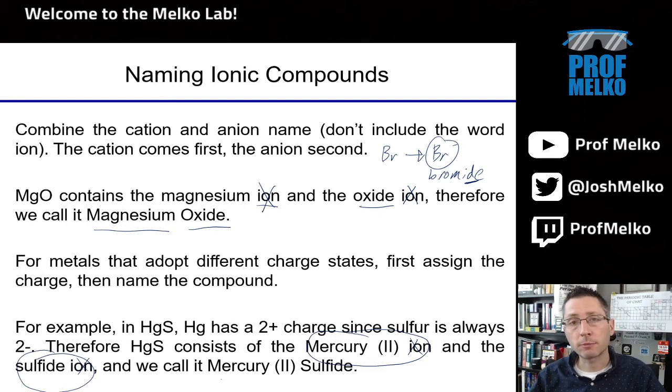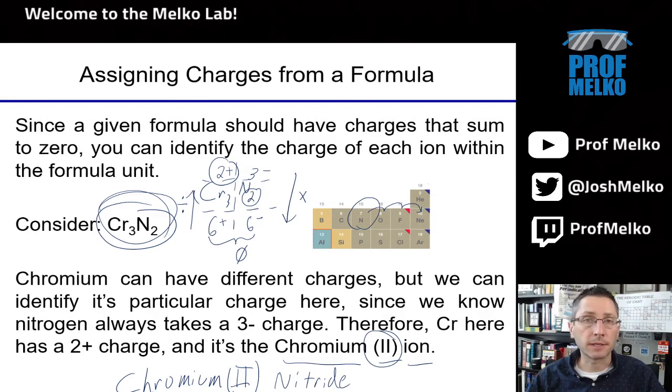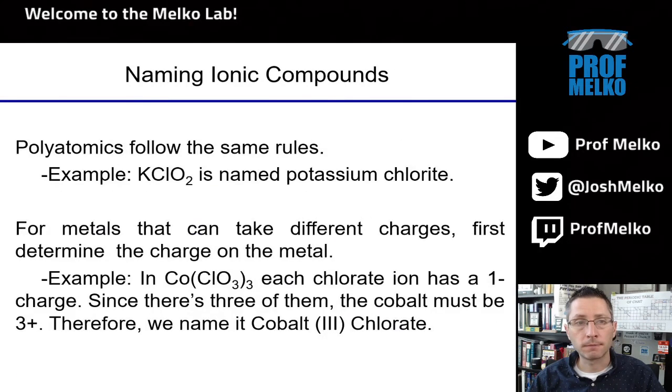Okay, this means in our previous example here, what is the name for this compound? Okay, it's chromium(2) ion combining with the nitride ion, so it's chromium(2) nitride. Okay, so in naming this compound, you have to do all this work to figure out what is the Roman numeral that's going to be accompanying chromium.